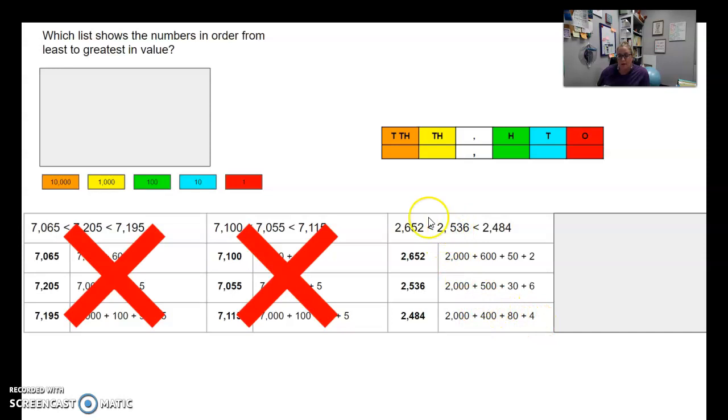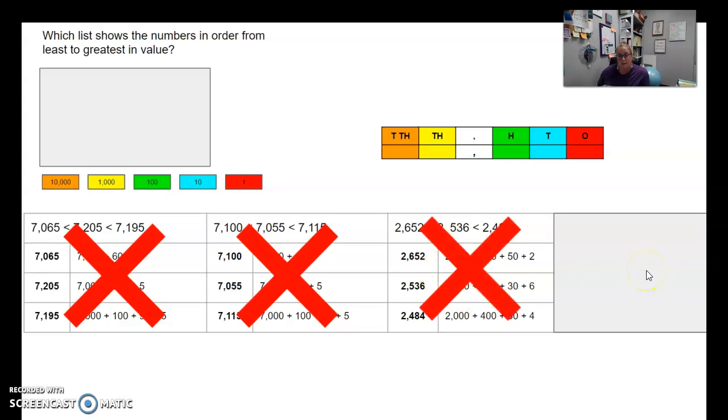So I'm going to compare. I'm going to look at these two numbers first. So is 2,652 less than or smaller than 2,536? Well, let's see. I have a 2,000 and a 2,000. 600 and 500. Well, since 600 is bigger than 500, what does that mean? Ooh, that's right. This cannot be my answer because it has to go in order, and it's saying that this is the order, and so I put them in the same order here. And since this number is bigger than this number, I automatically know this isn't my right answer.